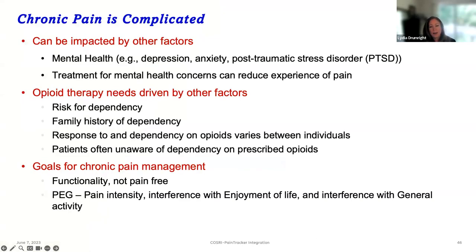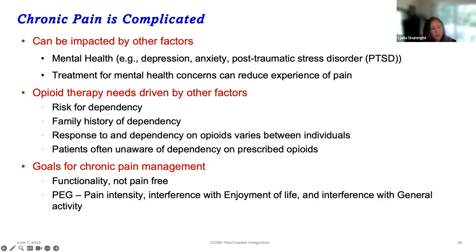So the thing about Pain Tracker and why they implemented the paper version to begin with is that chronic pain is really complicated. It can be impacted by other factors. Mental health is a huge factor impacting chronic pain. And we even heard this from the primary care providers that they felt like there were other issues influencing the chronic pain and the need for opioids. It can also be influenced by sleep and other poor sleep and other things like that. And so treatment of mental health outcomes, treatment of sleep issues can reduce experience of pain.